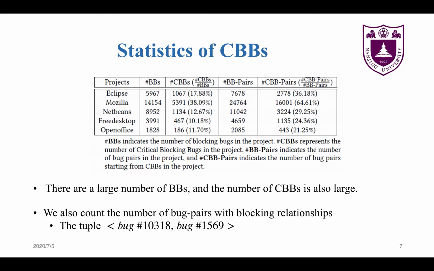We also make simple statistics on CBBs. We count the number of CBBs in each project and the proportions of CBBs in blocking bugs. From the table, we can see that there are many blocking bugs and CBBs in the projects. We call the 2 bugs with a blocking relationship a BB pair. If the blocking bug is a CBB, these 2 bugs are also called a CBB pair. So we can also count the number of BB pairs and CBB pairs.